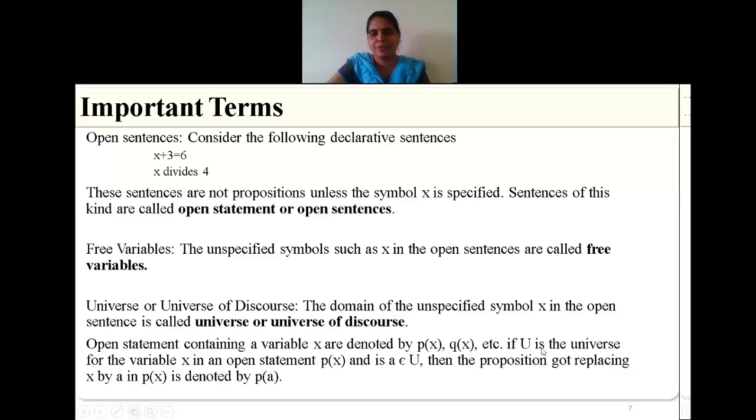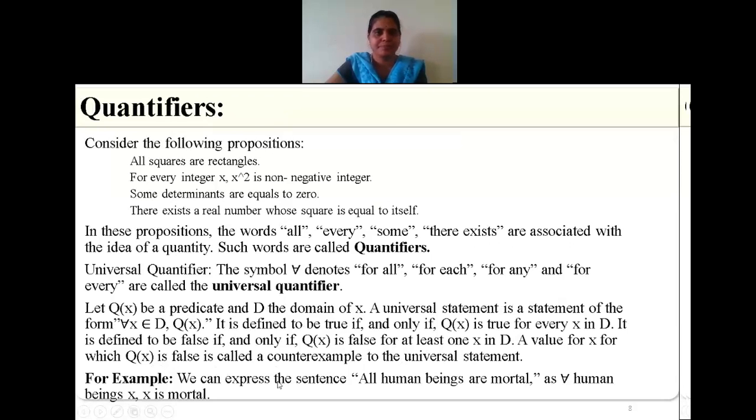If U is the universe of discourse for the variable x in the open statement p of x, and a is a subset of U, then the proposition obtained by replacing x by a in p of x is denoted by p of a. Next is quantifier.